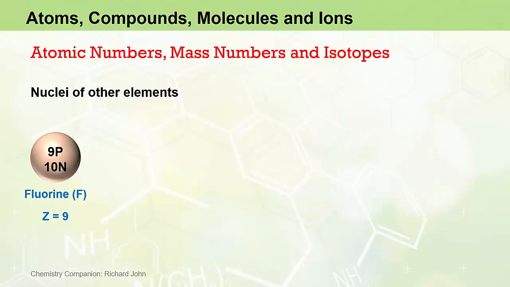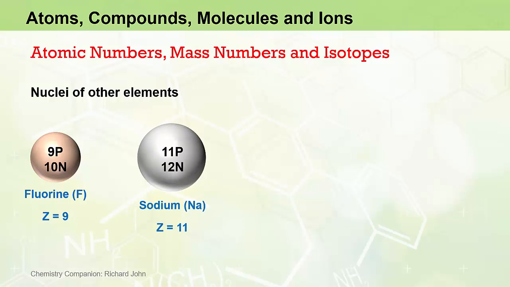If we look at some other common elements, we see that all fluorine atoms have 9 protons, and you'll find fluorine as number 9 on the periodic table. It has an atomic number of 9. All fluorine atoms also happen to have 10 neutrons in the nucleus. All sodium atoms have 11 protons in the nucleus, and sodium has an atomic number of 11, and you'll find its number on the periodic table as 11. It turns out that all sodium atoms happen to have 12 neutrons in the nucleus.